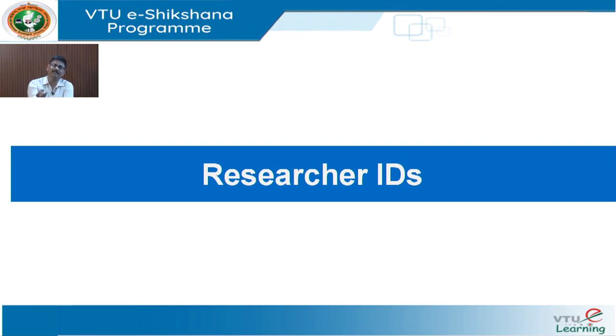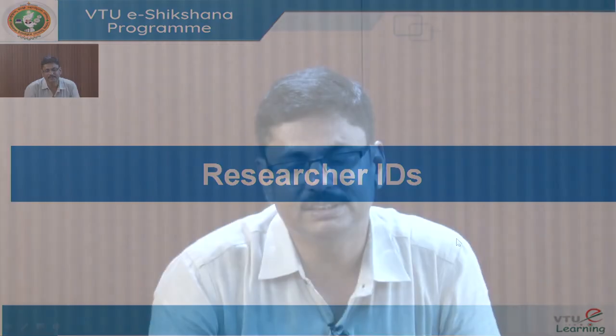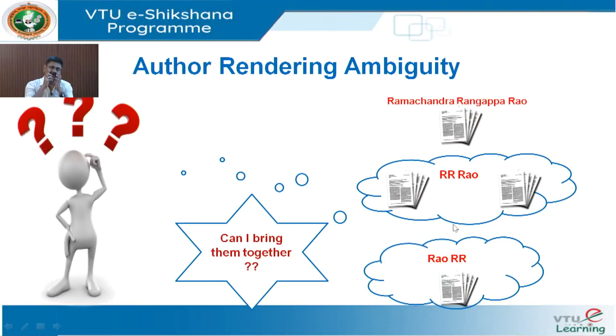How to calculate journal impact factor, or how to calculate CiteScore, or h-index, g-index, those kinds of questions you can expect. So the last part of this presentation is researcher ID. How will this researcher ID help you bring all your publications under one umbrella?